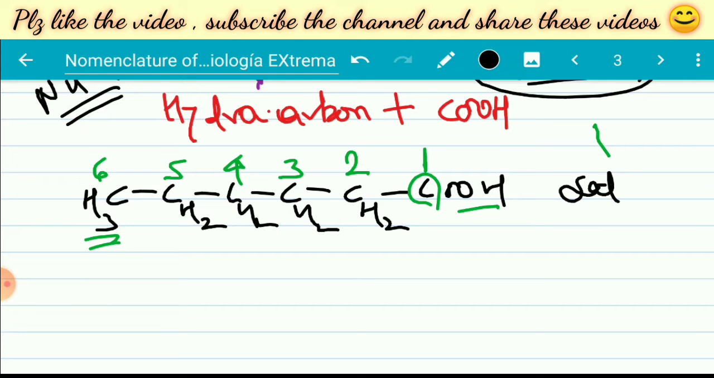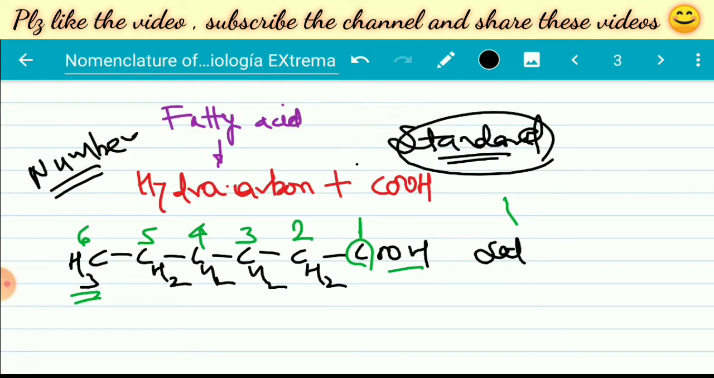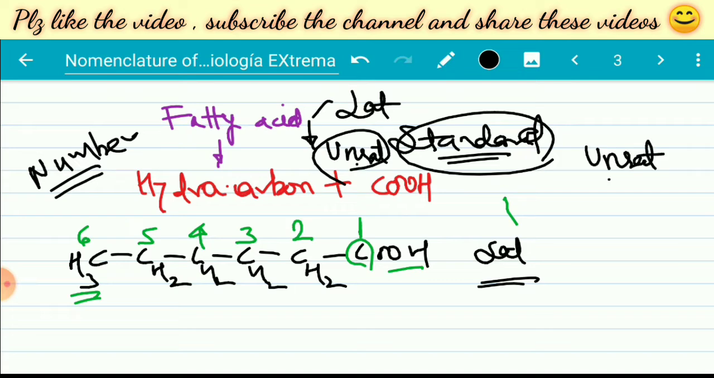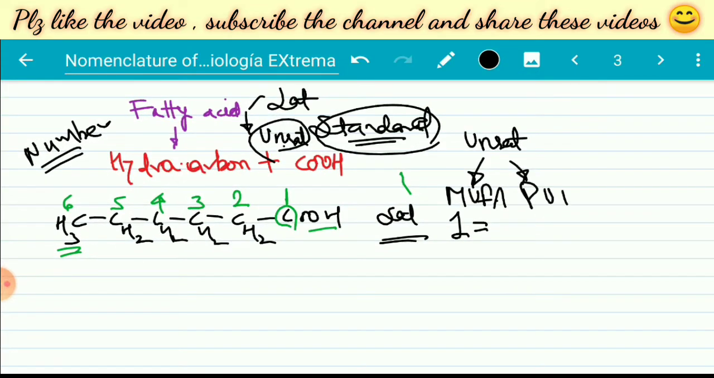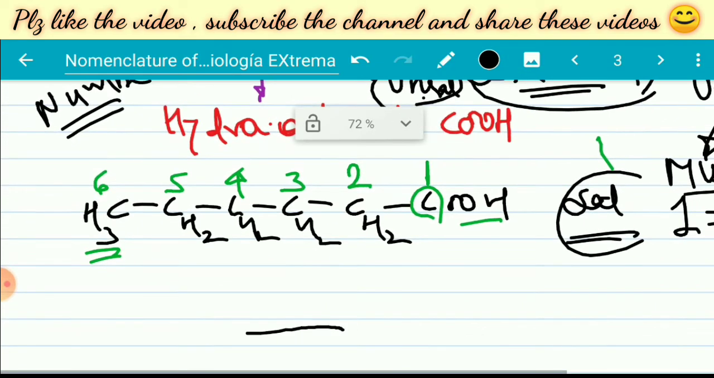Let me give you a brief intro about fatty acids: they can be saturated, and they can be unsaturated fatty acids. Saturated means there's no double bond, like in this example there's no double bond. If we talk about unsaturated fatty acids, they can be MUFA, monounsaturated fatty acids, meaning only one double bond. And polyunsaturated fatty acids, we call them PUFA, meaning more than one double bond. So first we will take all the three cases to study, and we start with saturated fatty acids.